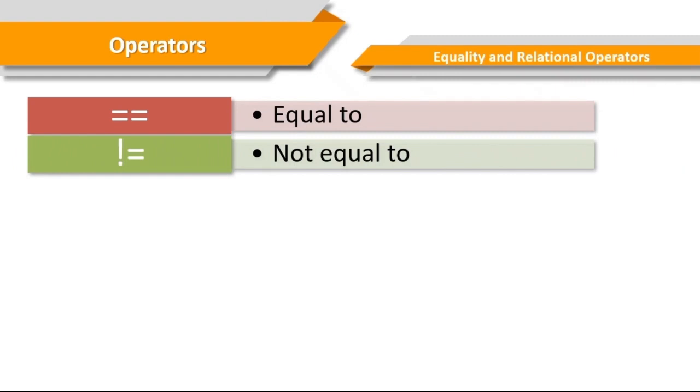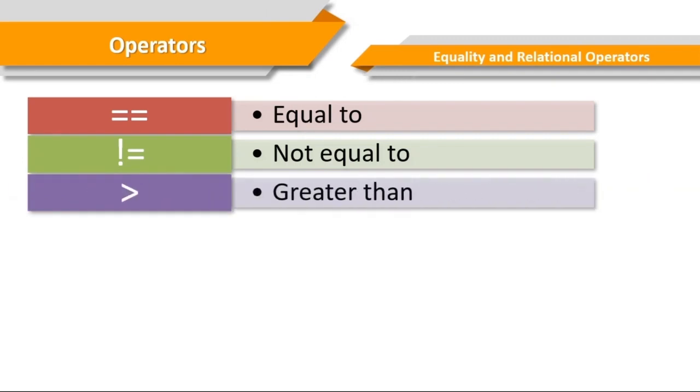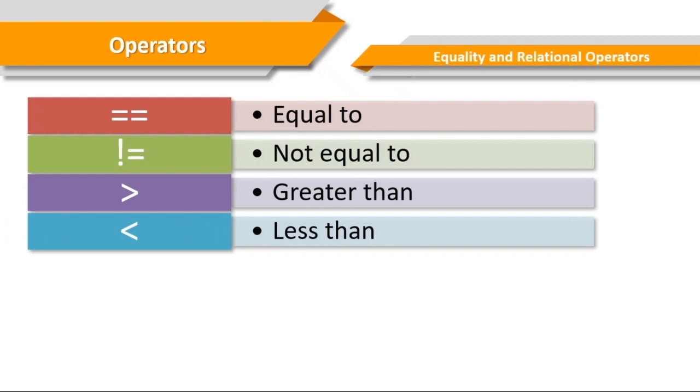Here is the exclamation mark and equal. This operator checks to see if the values of two operands are equal or not, and if the values are not equal, then the condition becomes true. Greater than sign. This operator will check to see if the value of the left operand is greater than the value of the right operand, and if yes, then the condition becomes true. And the less than sign, this operator checks if the value of the left operand is less than the value of the right operand, and if yes, the condition becomes true.